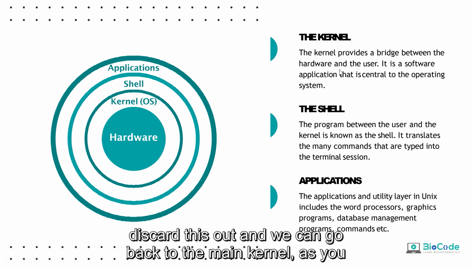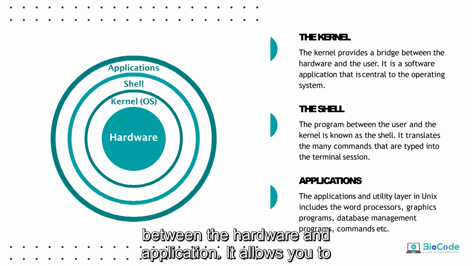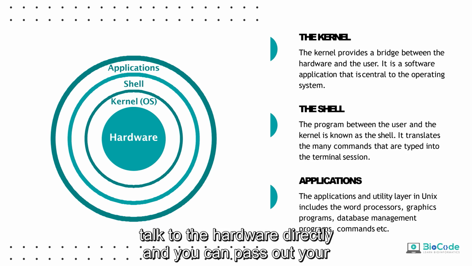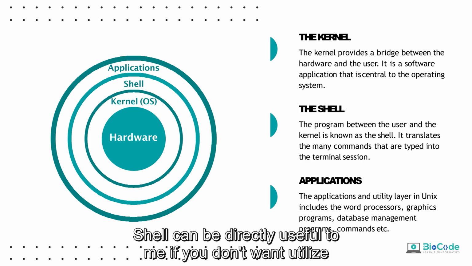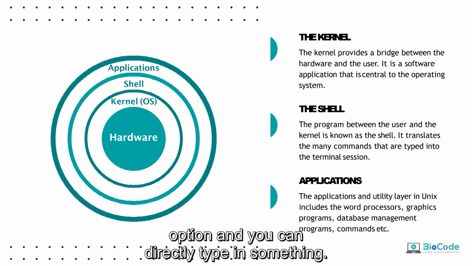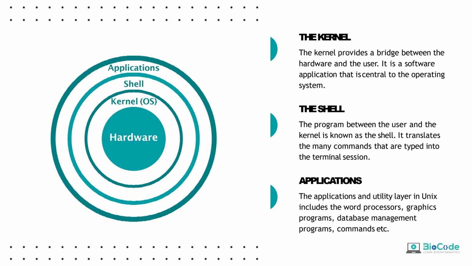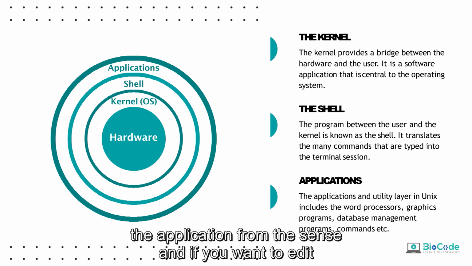The kernel, as I said earlier, is basically a bridge between the hardware and the application, and it allows you to talk to the hardware directly, and you can pass your commands, but obviously they have to go through the shell. The shell can be used directly. For example, if you don't want to utilize the application, you can utilize the command line option, type in something directly, and that can also go to the hardware. So we have removed applications from this sense.